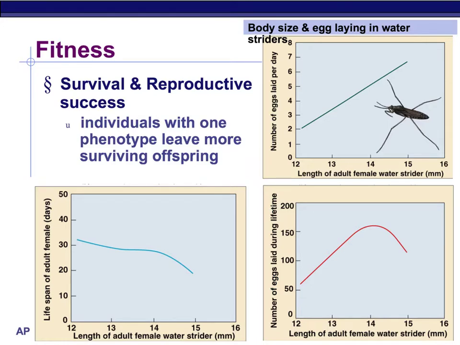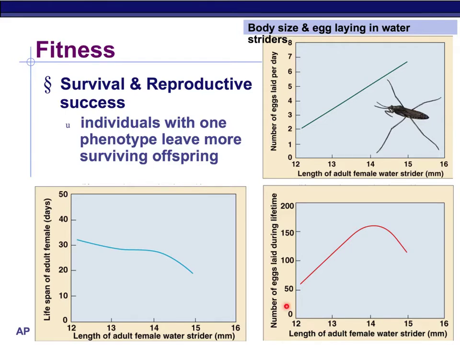So this first graph, hold on, let me switch to my laser. This first graph right here shows the length of the female water strider versus the number of eggs she can lay per day. You would notice the longer she gets, the more eggs she lays. So this suggests that to be fit for this environment, this female water strider needs to be a pretty big organism, at least big for her particular species. Let's go down and look at this second graph down here.